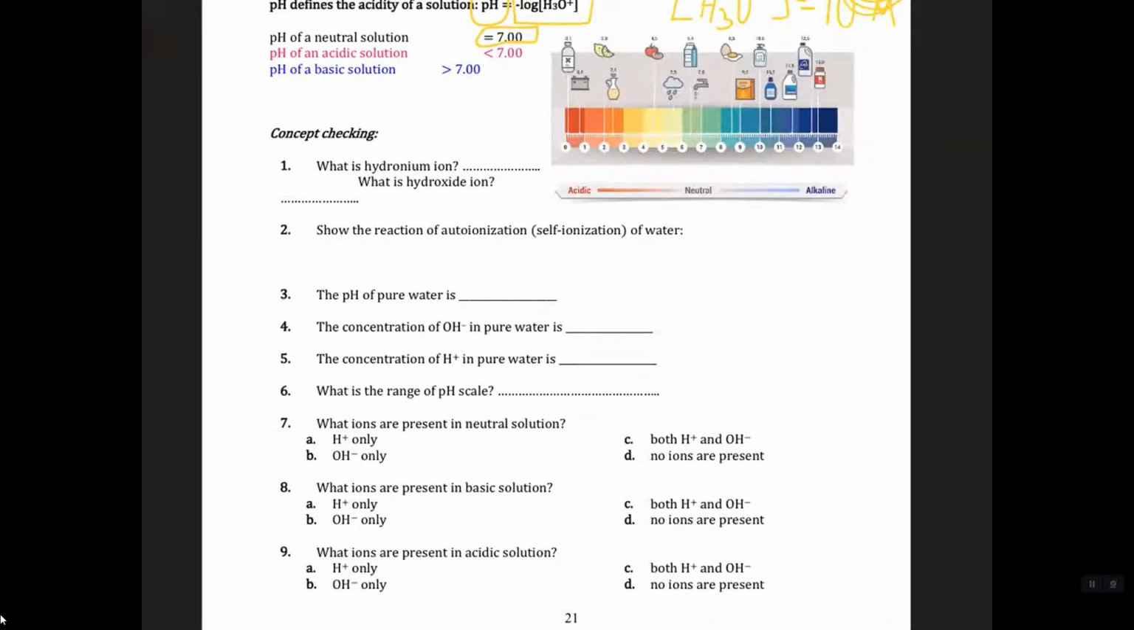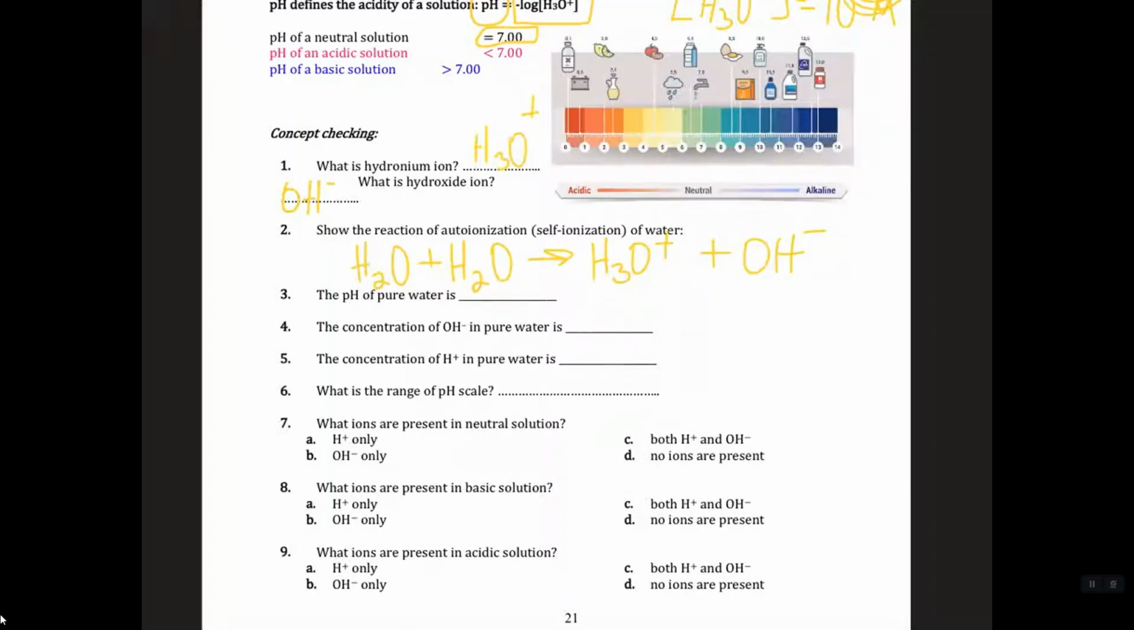What is a hydronium ion? Hydronium ion is this. What is a hydroxide ion? Is this. Please remember and don't confuse them. This shows the reaction of autoionization of water. So we have two water molecules. One is going to give a proton, another one is going to take a proton. So you are going to form two ions, and do not forget the charges. That's super important, because one gave just the proton, not just a hydrogen atom. It gave up a hydrogen ion, which is a proton, and the electron stayed where it was before.